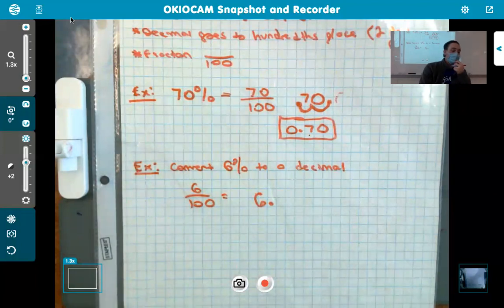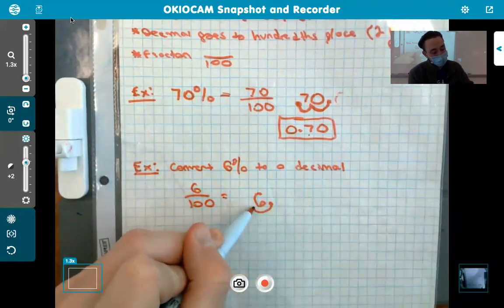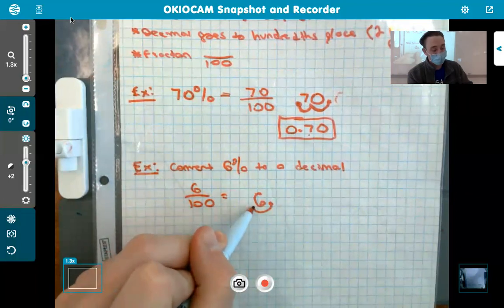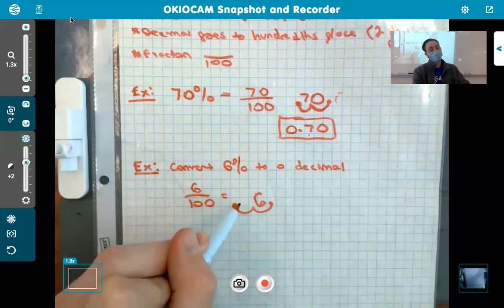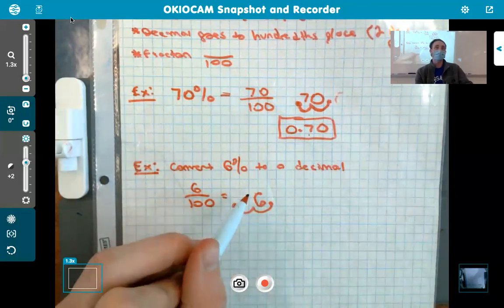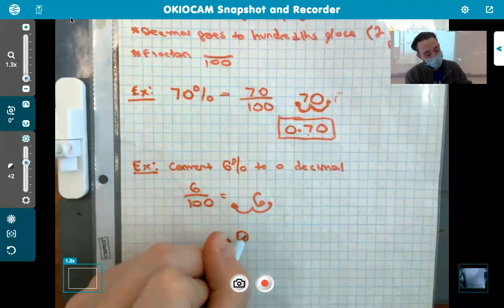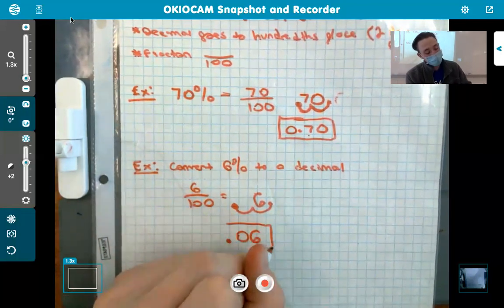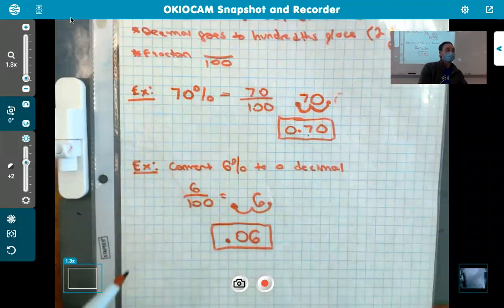And then how many times do I have to move that decimal point and in what direction? 2 to the left. Good. So I'll move it once, and I'm right behind that 6 now. And then I have to move it again. And my decimal point's over here. Where do I have to fill in with that gap there? 0. Good. And now my decimal for 6% is 0.06.